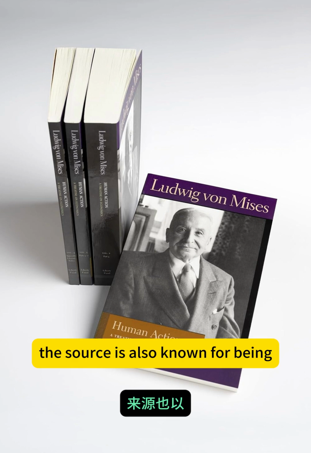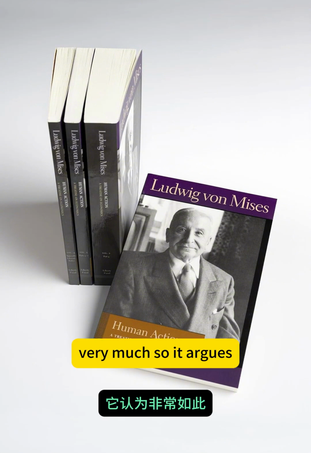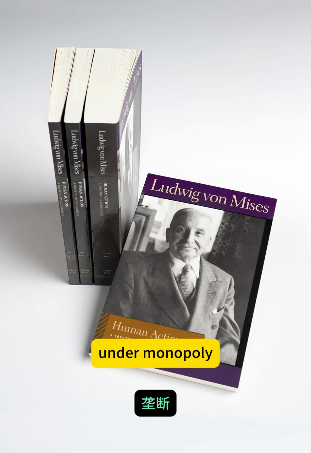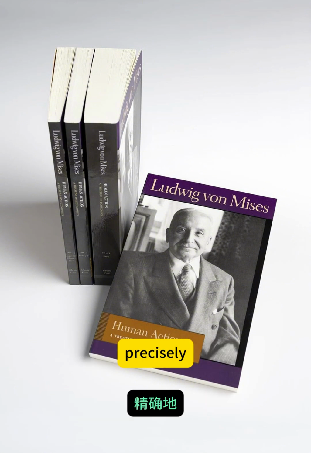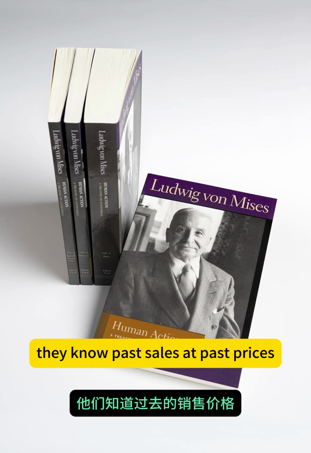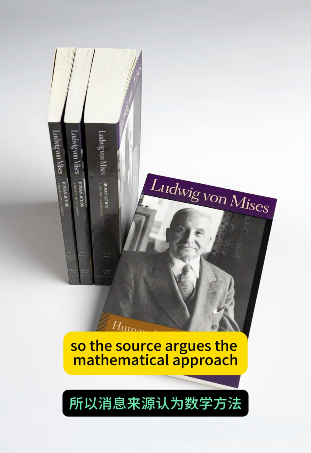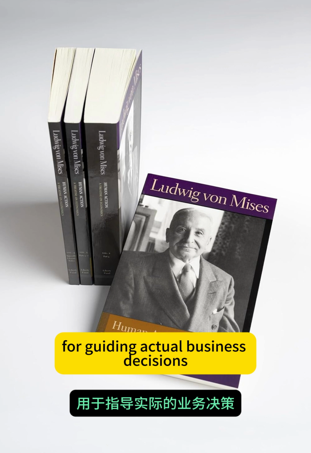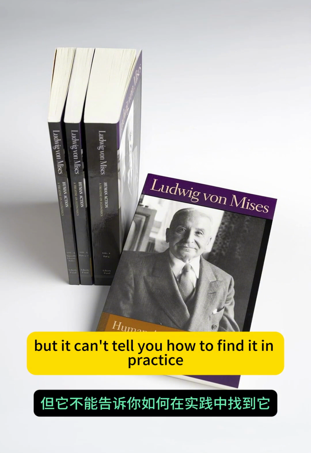The source is also known for being quite critical of using complex math to model monopoly. Right. Very much so. It argues that while mathematical formulas can describe the theoretical conditions for maximizing profit under monopoly, that only helps if you already knew the exact shape of the entire demand curve. Which you never do in reality. Precisely. In the real world, an entrepreneur doesn't have that perfect information. They know past sales at past prices, maybe they can guess a bit about the near future, but they don't know the whole demand curve. So the source argues the mathematical approach, while perhaps elegant, is ultimately futile for guiding actual business decisions in the face of real-world uncertainty. It can describe a theoretical optimum, but it can't tell you how to find it in practice.